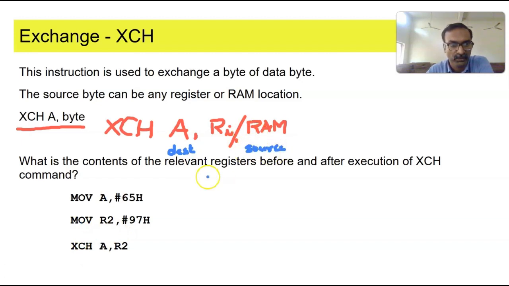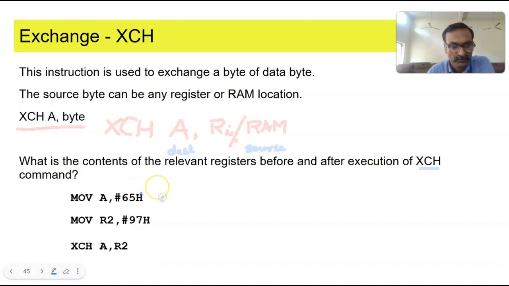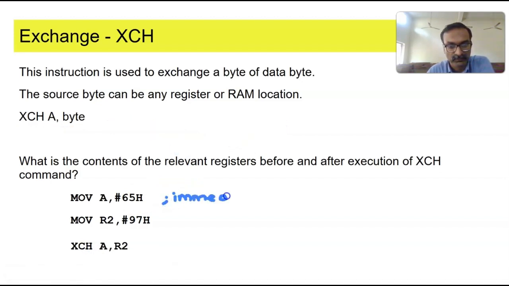So we have an example to do. What is the content of the relevant registers before and after execution of XCH command? So the first instruction is MOV A comma #65. So this is an immediate data 65. It is moved to the accumulator register. And next one is MOV R2 comma 97. So the R2 register gets the value 97.